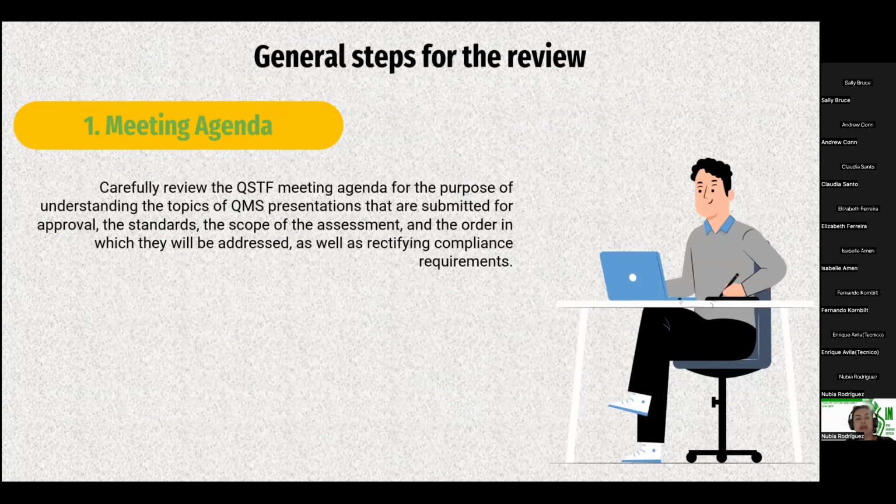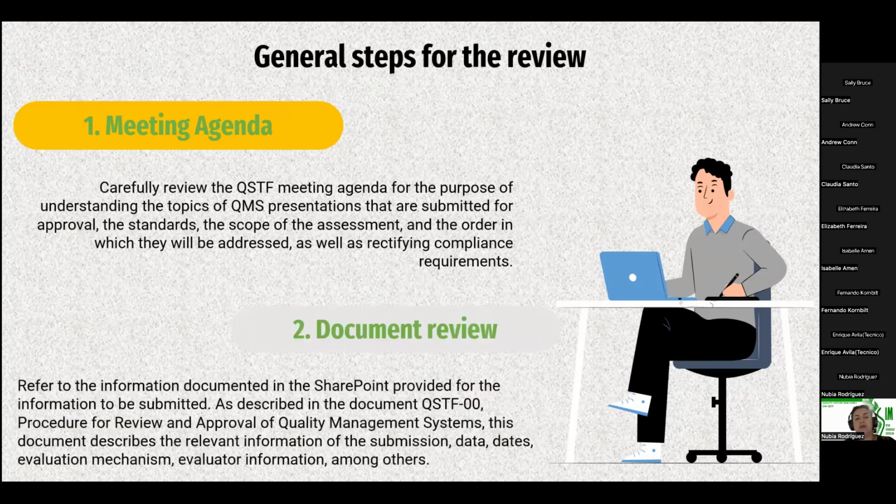What are the general steps for our meeting? First of all, we review the agenda and understand the topics that will be presented throughout the meeting. It could be that an institute may present more than one QMS or a standard that they submit for the CMS approval. Second is document review, to consult the documented information from the NMI or DI that has been uploaded to SharePoint. Andrew will talk more about this, as described in the QSTF-00 procedure for review and approval of QMS. The document describes the relevant information, the submission of data, dates, and evaluation information.